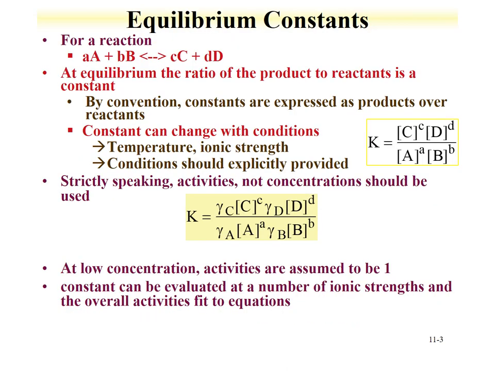For any reaction at equilibrium, we can evaluate a constant that should describe the concentrations. So here we have a generalized reaction, A plus B going to C plus D. At equilibrium, the ratios of the products and the reactants is defined as a constant. And by convention, these constants are expressed as products over reactants. In the equation, we get some constant equal to the products raised to the exponent of their stoichiometry, divided by the reactants.